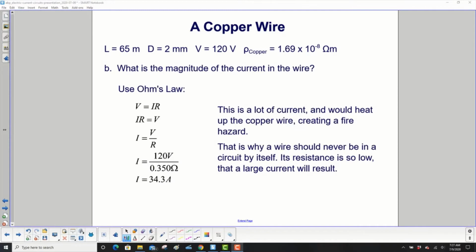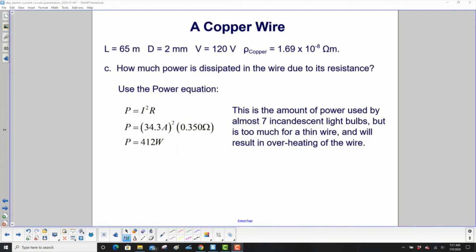What is the magnitude of the current in the wire? We're going to use Ohm's Law. V is equal to IR. We switch it around because we'd like to solve for I, so IR equals V. Divide both sides by R, and you get I as V over R. Substitute in the given voltage from the power supply and the resistance of the wire that we just found, and we get 34.3 amps. That is a lot of current, and that would heat up the copper wire, creating a fire hazard. That is why a wire should never be in a circuit by itself. Its resistance is so low that a large current will result.